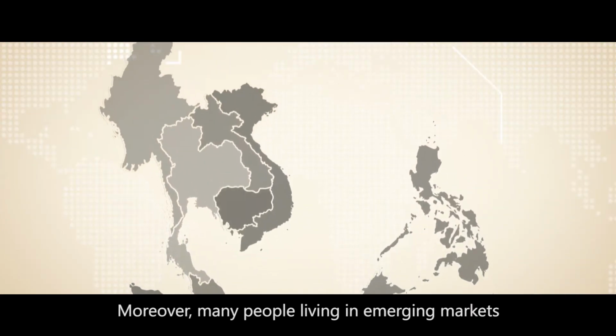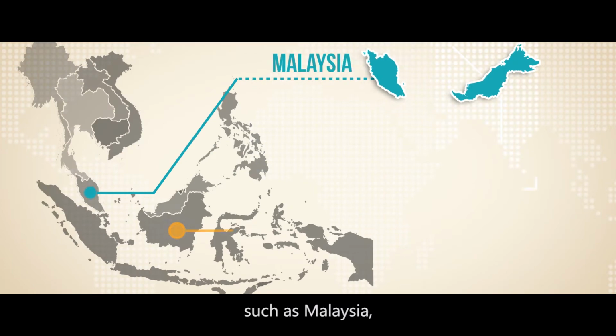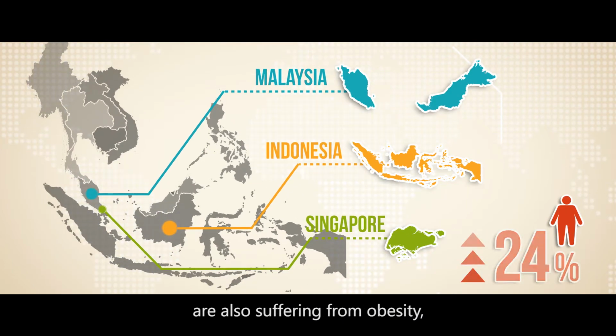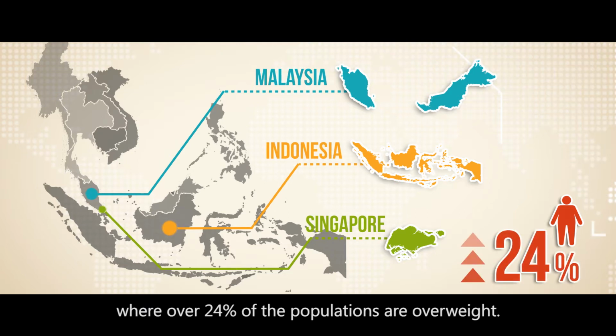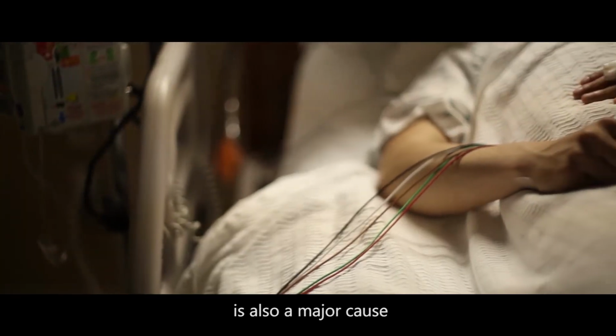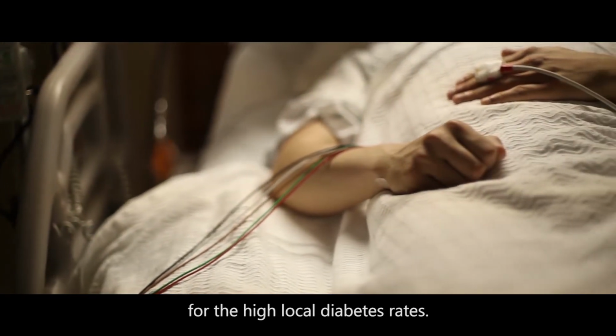Moreover, many people living in emerging markets such as Malaysia, Indonesia, and Singapore are also suffering from obesity, where over 24% of the populations are overweight. The high obesity proportion in these areas is also a major cause for the high local diabetes rates.